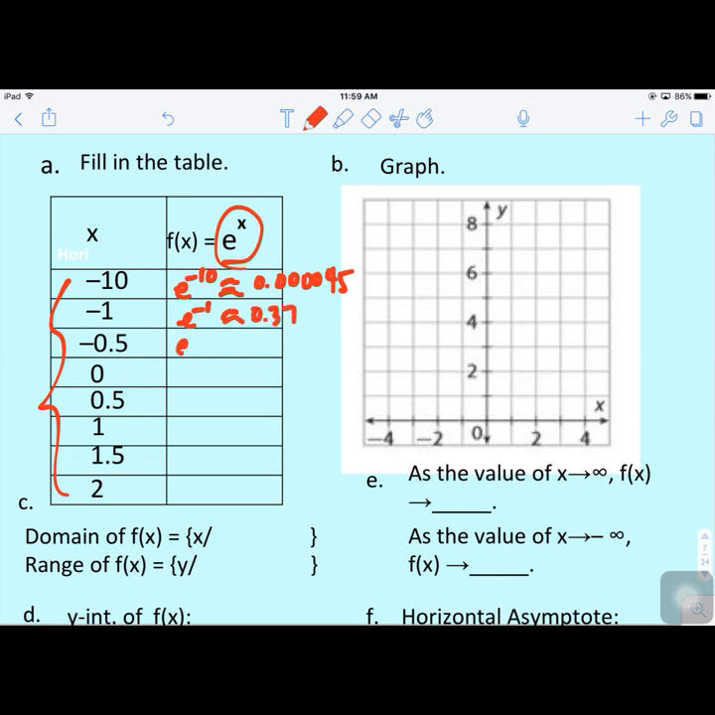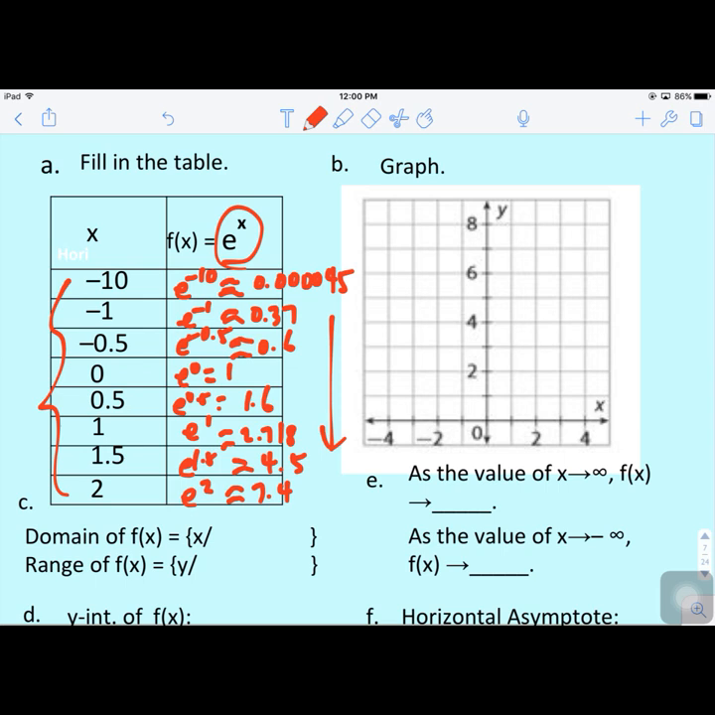And e to the negative 0.5 will give you 0.6, and anything to the 0 power equals 1, then the rest of the values can be easily entered into the calculator. E to the 1, it should be 2.718. And e to the 1.5 is about 4.5. E to the 2 is about 7.4. So those are the values. As you can see, the table of values is getting bigger as x is getting bigger.